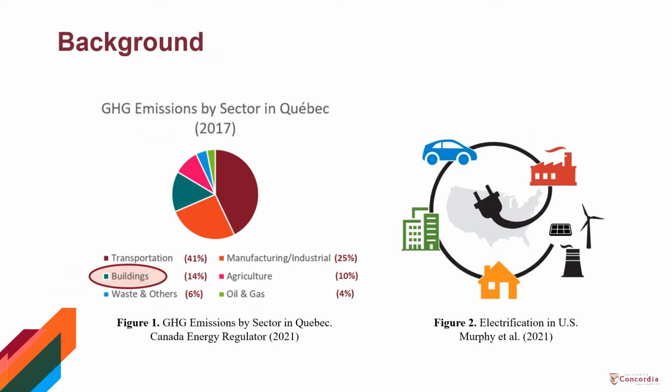The building sector is currently responsible for approximately 14% of greenhouse gas emissions in Quebec. Furthermore, a US study estimated that total electricity consumption could increase by up to 35% by 2050. To reduce the future load on the grid, we propose studying the energy consumption of existing buildings.